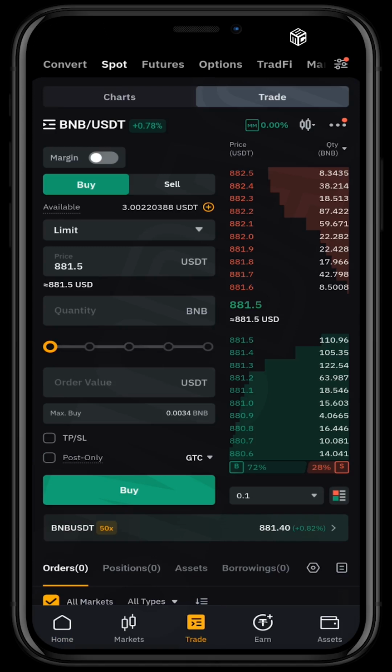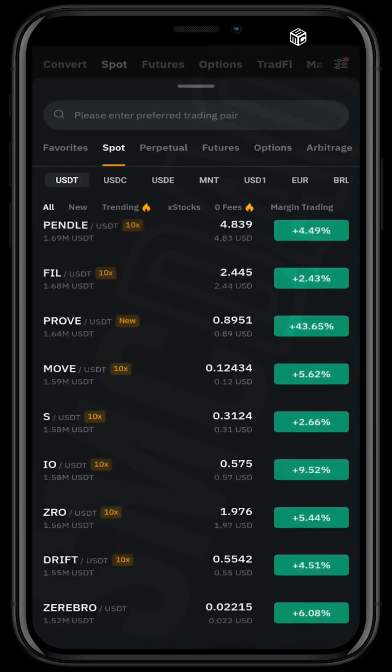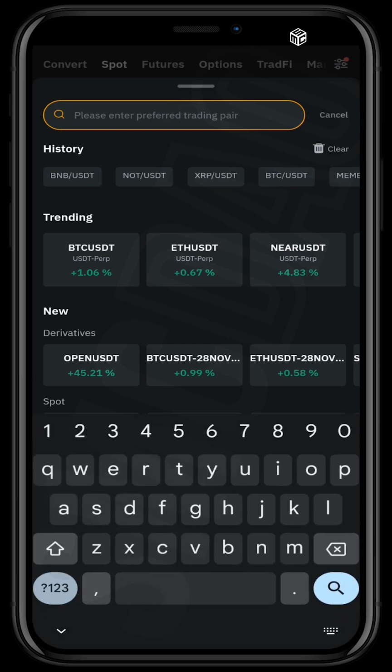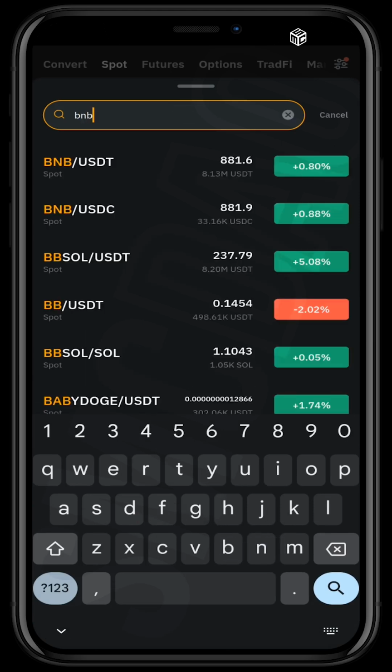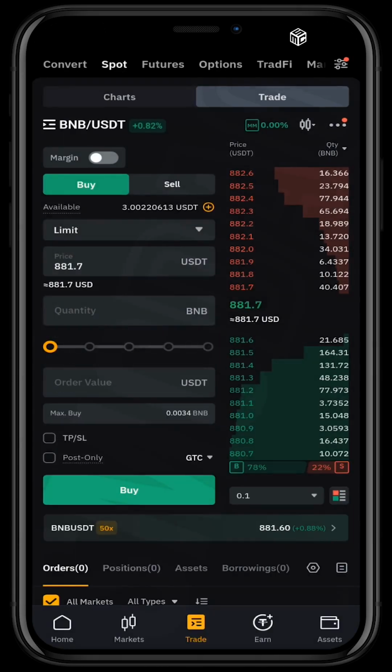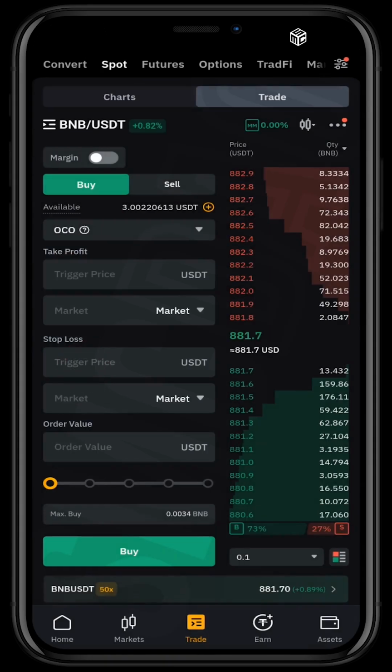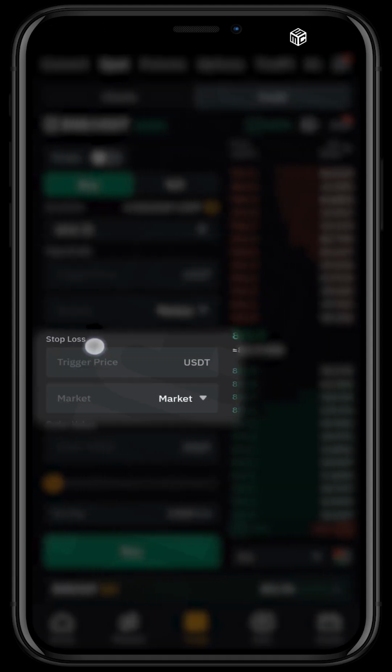Alright, so once you're in the trade section, select your asset. You can select from any of these. If you can't find your asset, just input it here in the box, and then you should find your asset, provided it's listed on Bybit. Alright, so once your asset has been selected, select this box and you will see all the orders that are available on Bybit. So we're going to be using OCO. Alright, so once you select OCO, you're now presented with two orders: take profit and stop loss.